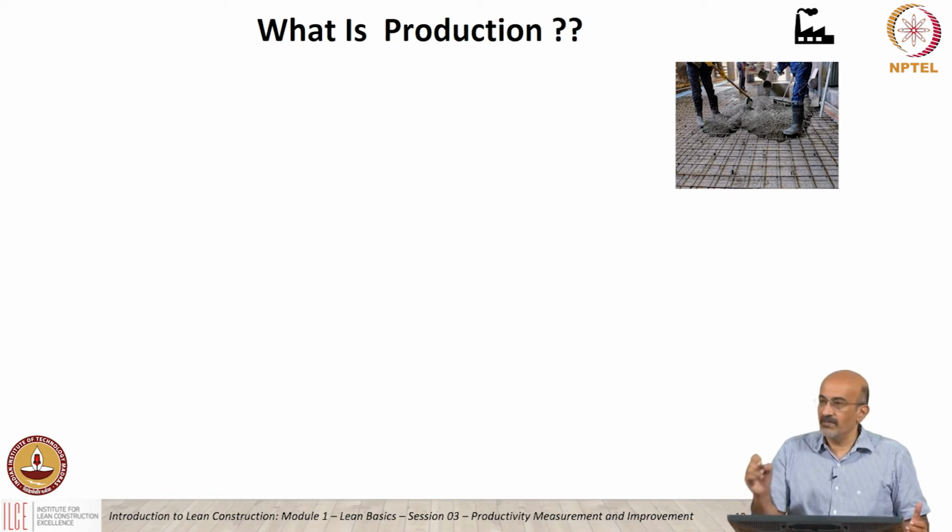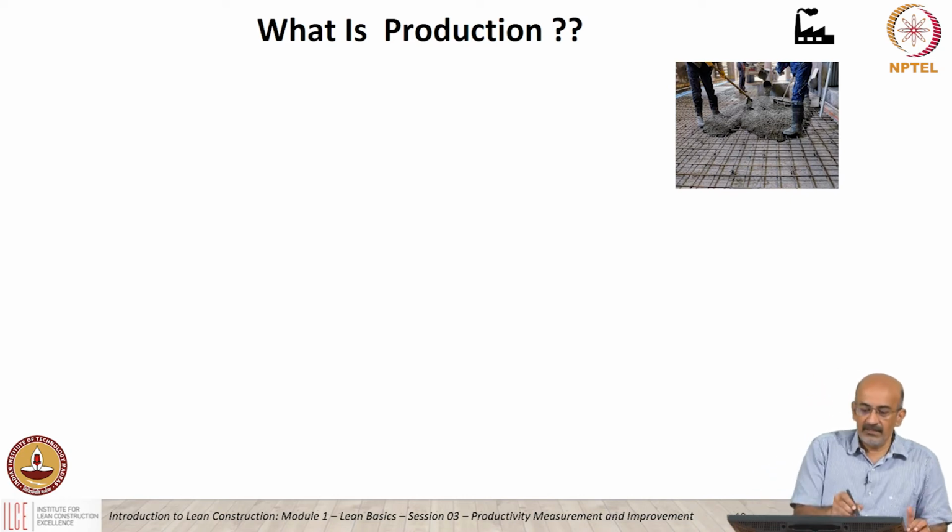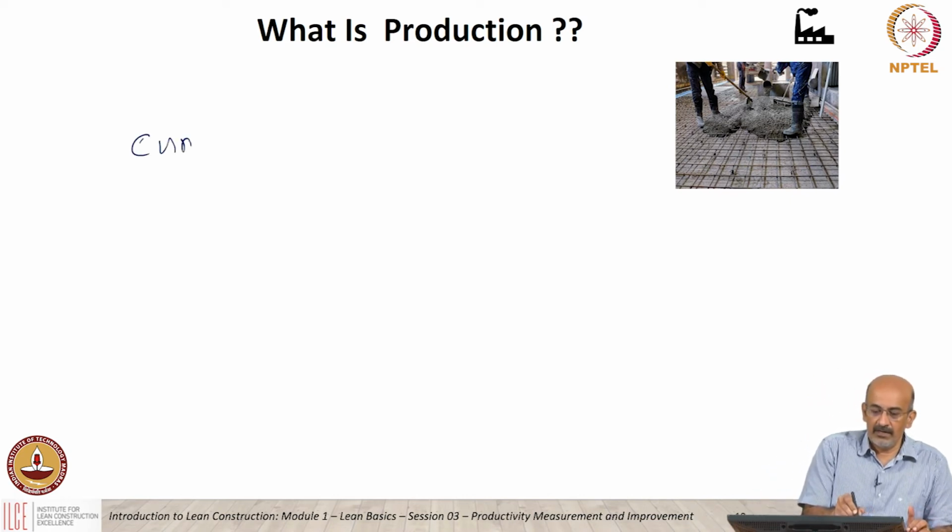So again we come to this example here. You have concrete being poured. There we talked about productivity. In this context, what would we say is production? It would be work completed. Or anything else? How many cubic meters of which grade of concrete is there? Right, how many cubic meters? So you're saying this is something like cubic meters of concrete, meter cubed.